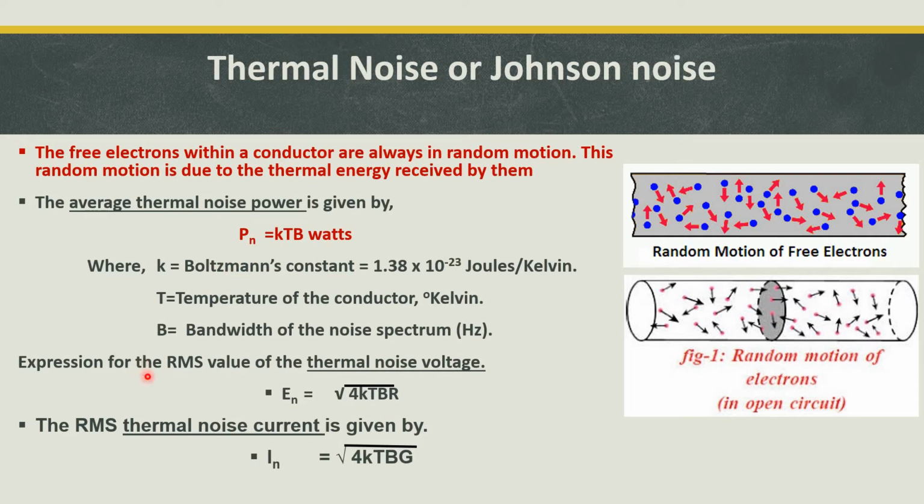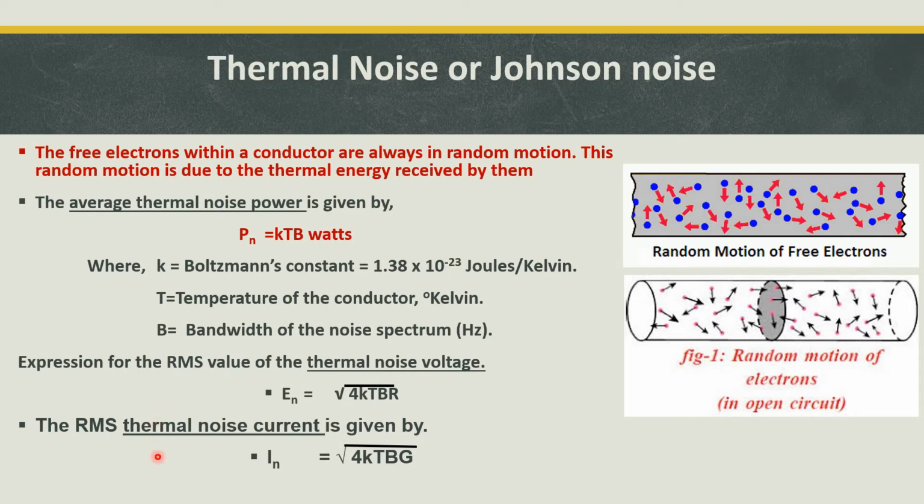In a similar manner, we can calculate the thermal noise voltage also by using this formula, that is called En is equal to root of 4kTBR. So by using this particular formula, we are able to calculate the thermal noise voltage. This is also called the RMS value of the noise voltage.